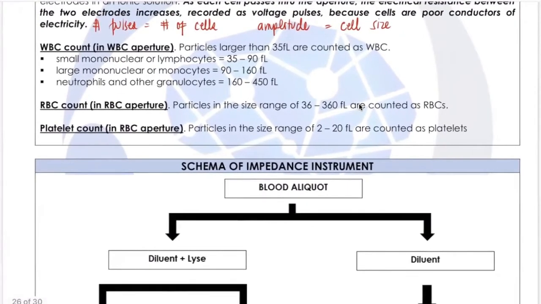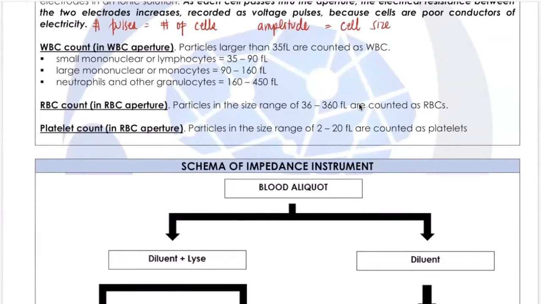How come that particles larger than 35 femtoliters are only counted as WBC? Well, in fact, red blood cells belong in a range of 36 to 360 femtoliters. That is because they are counted in different apertures.